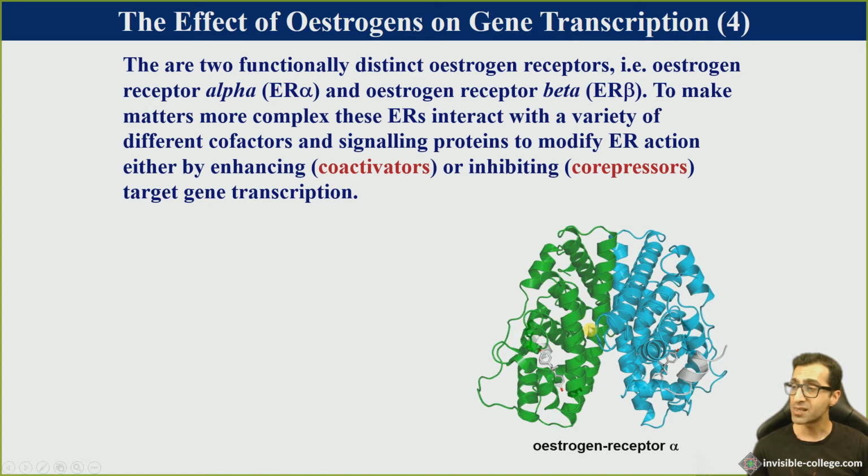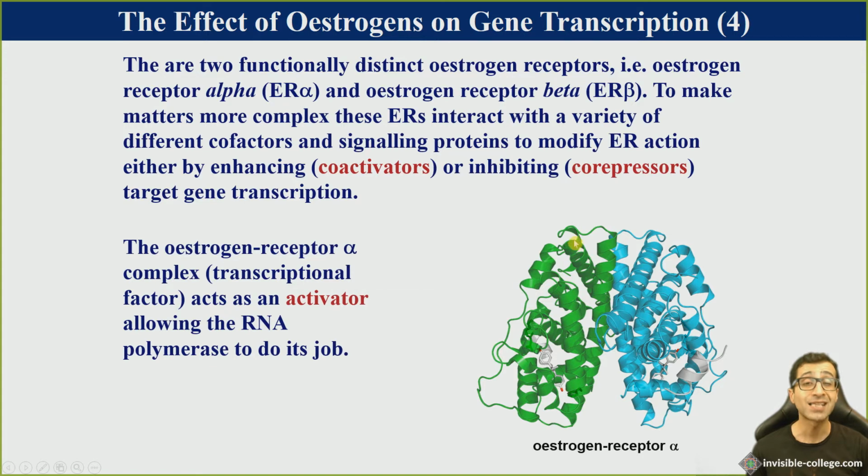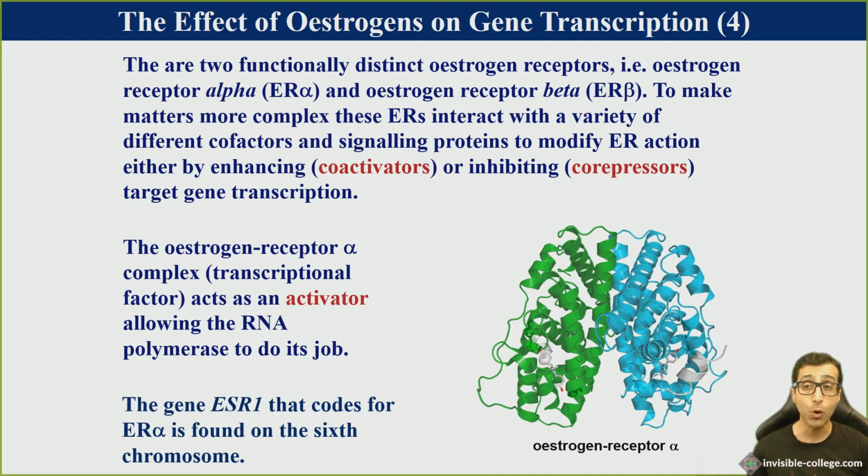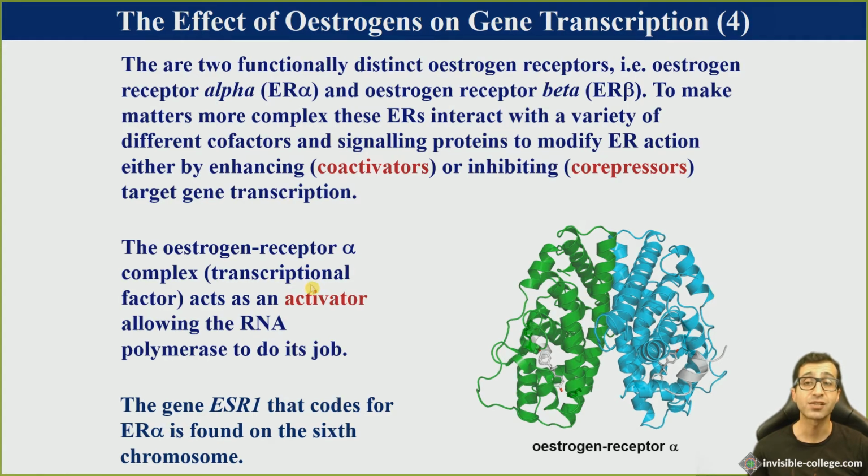So this is a space-filling, computer-generated model of the structure of the estrogen receptor alpha. You see here these alpha helices within its structure, which are bonded to each other by these protein segments, but you also see these other regions of the molecule as well. Now, the ER alpha complex, which is a transcriptional factor, can act as an activator which allows the RNA polymerase to function. The gene ESR1, which codes for the ER alpha protein, is found on the 6th chromosome in humans.